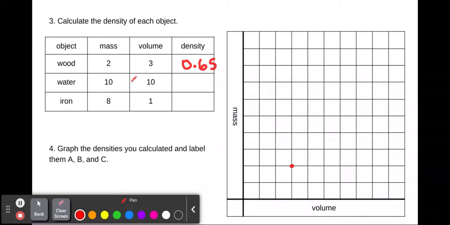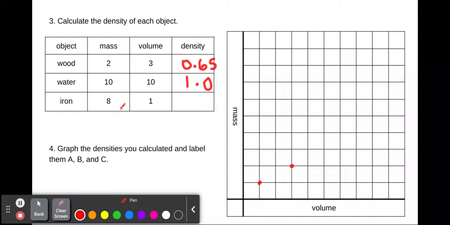Next, we're going to calculate the density of water, and in this case, I made up some data. If you had 10 grams of water, then you would expect that the volume of water would also be 10. Mass divided by volume would be 10 divided by 10, which would give you 1. Water is 1 gram per milliliter. So we're going to go up 1 and over 1, and that will be our point for water. And again, you could imagine a line running from the middle of your graph up through this point and then going up in this direction, and the slope of that line, which would be 1, would be the same as the density of water.